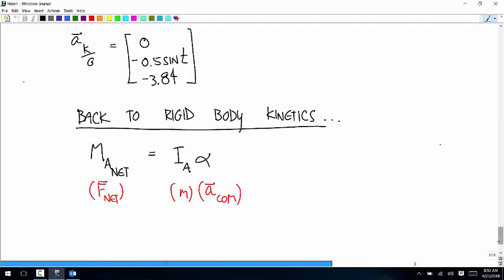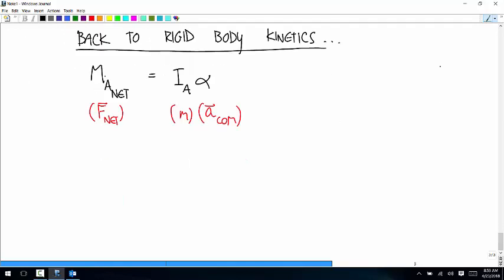So before we do this, we have to carefully define these two things. We've already talked about angular acceleration, but we haven't talked carefully about mass moment of inertia or the moment about a point. So the mass moment of inertia about a point is the first one I'm going to talk about.